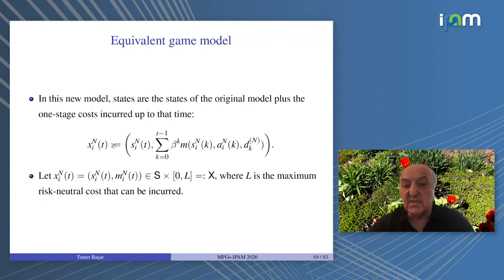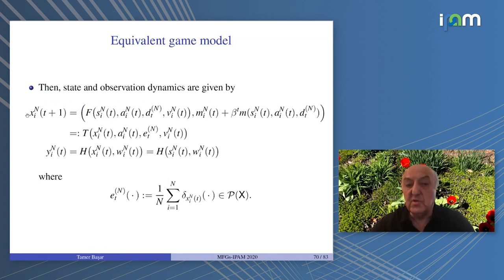So here is the state. The state is the state of the game and the cost function up to time t minus one, the discounted cost. Okay, so this is your new state. If you define this as a new state, with the new state dynamics and so on, then essentially you can convert this problem into a risk-neutral one. So this would be the evolution of the state, and then you have the measurements also, which can be expressed in terms of x.